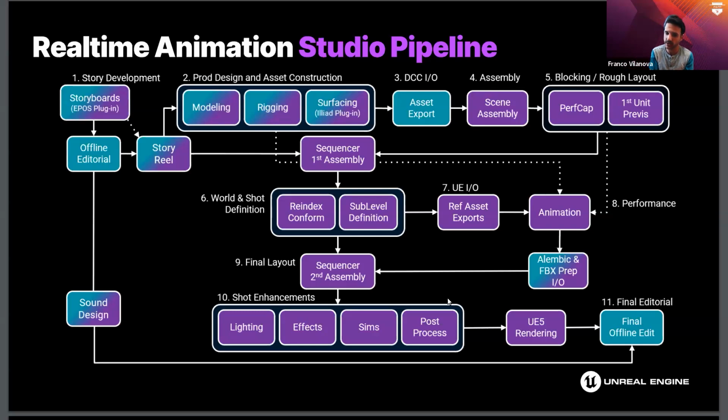We will be using a shots track, which will now define what a final assembly is, or what we usually call a master sequencer, right? So that would be this final layer, the second assembly, with our shot enhancements, lighting, effects, sims, post-processing, or anything we need. And finally, we go into UE5 rendering. And if we wanted to, we can go into a final offline edit, right? This is what a real-time animation studio pipeline would look like today if we inject Unreal Engine as the main tool of content creation.